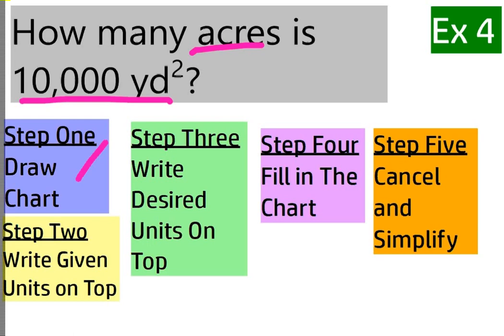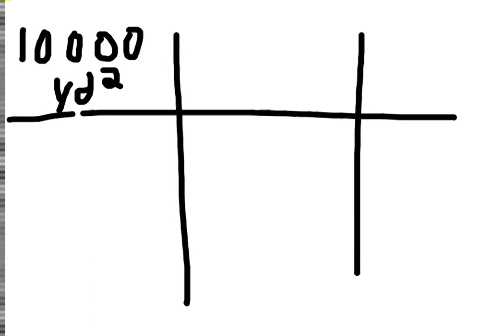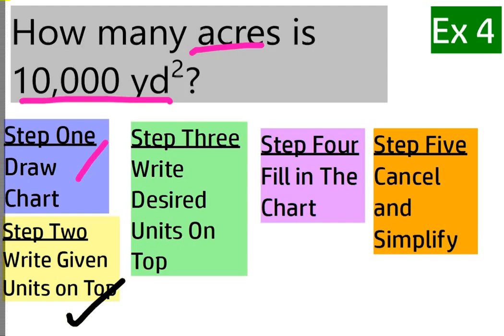Okay. What do they give us? 10,000 square yards. Okay, so we're going to write the given units on top. Looks like I'm going to need some space here, so make it a little bit further to the right. Okay, just to be safe, we'll put it over here in case we need something in the middle. We want to put our desired units on top and to the right, so we're going to put acres.